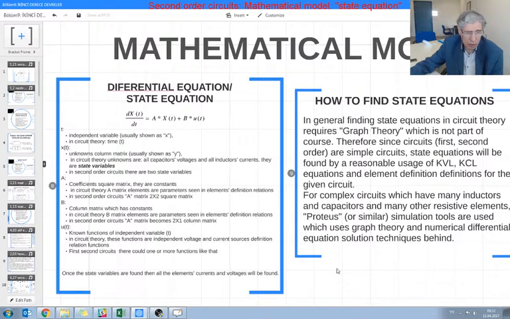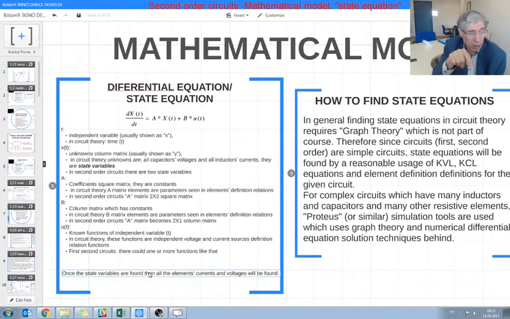That's important. Once the state variables are found, then all the elements' currents and voltages will be found. So in here, when you solve these differential equations, you're going to find the inductor current and capacitor voltage. It is said here that once you have found the inductor current and capacitor voltage, you can calculate all the elements' currents and voltages. It is similar to saying that if you use the mesh current method, once you calculate the mesh currents, then you can find all the elements' currents and voltages. If you are using the node voltage method, you're going to find all the node voltages. Once you have found all the node voltages, you can find all the elements' currents and voltages.